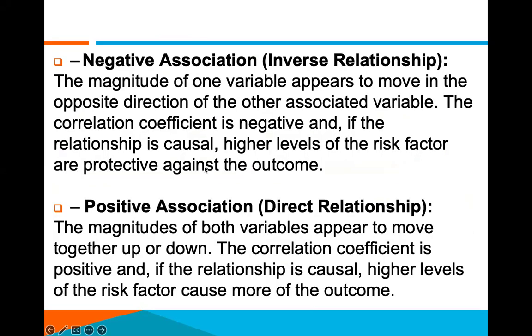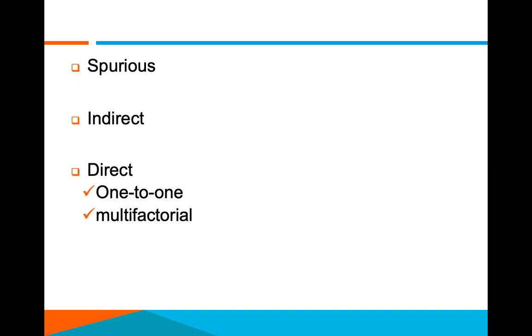Let's see how negative correlation is explained in terms of inverse relationship. We say the magnitude of one variable appears to move in the opposite direction of the other associated variable, then we can easily say it is a reverse or negative association. But when there's a positive association, where the magnitude of both variables appears to move together, either down or up, then it is also safe to say the correlation coefficient is positive. And if the relationship is causal, then we can say higher levels of a risk factor can cause more of the outcomes to occur. You must also know that sometimes there can be association that could be spurious.